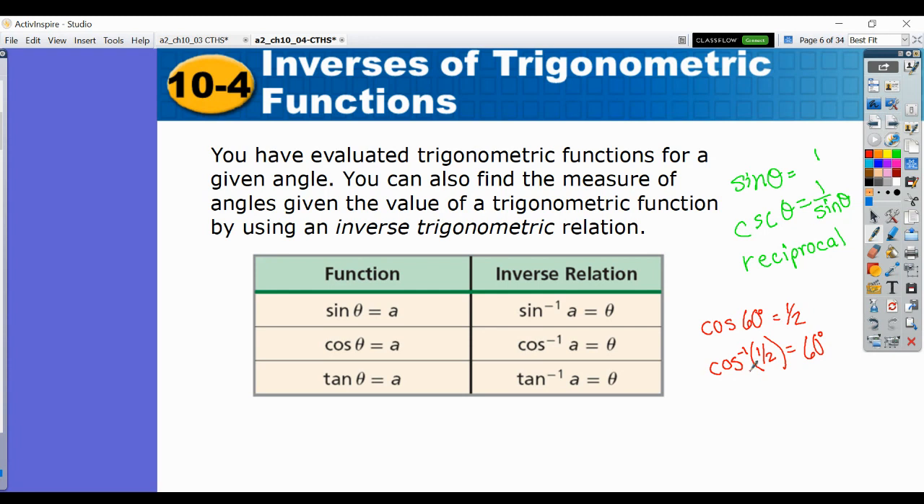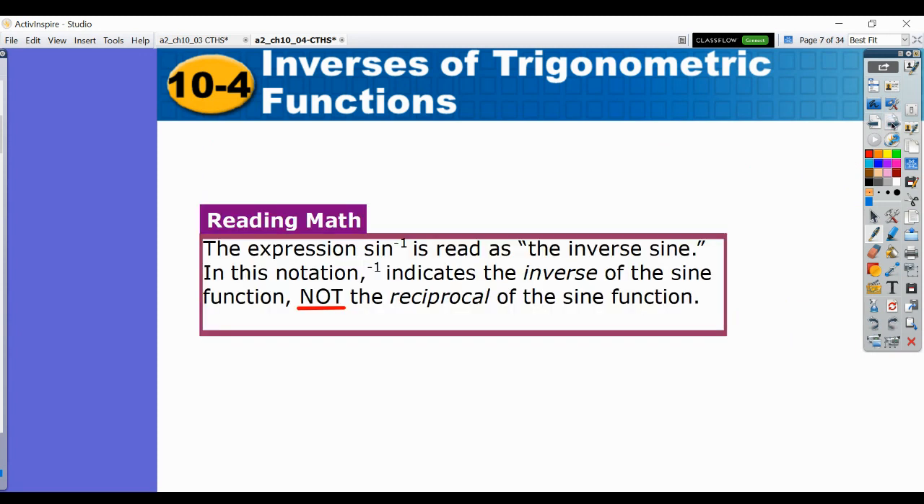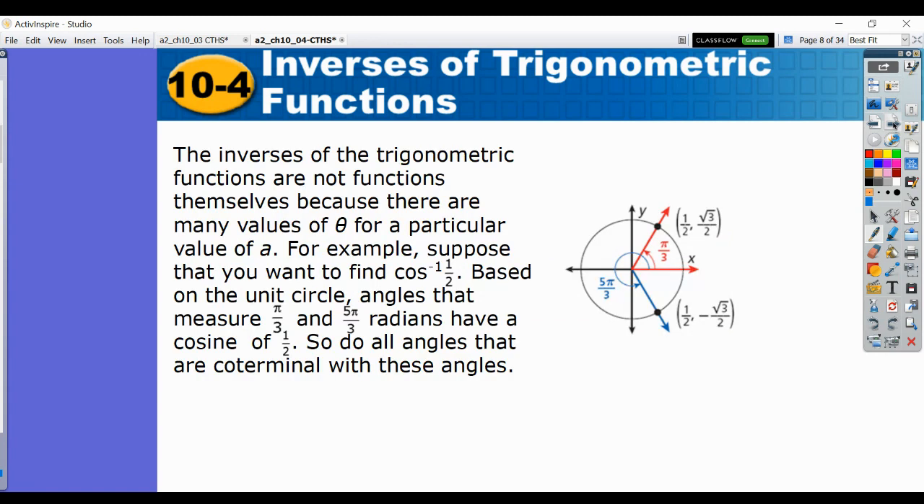What I do in my head is, when I see this little -1, I'm looking for the angle that has a cosine of 1/2. So my answer will be an angle. That's one thing I keep in my head with those inverses. It is not the same as the reciprocal. It is not cosecant, it is not secant, it's not cotangent. It is the inverse. There is another name for it: the arc sine, arc cosine, or arc tangent. We'll talk about that later, but it's the same thing, just another word for that same notation.